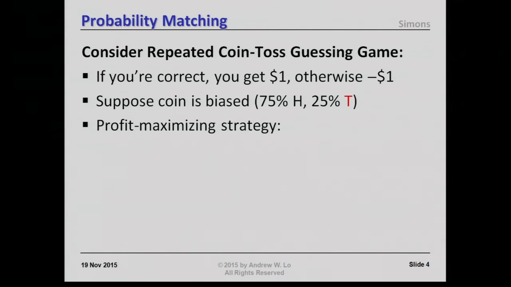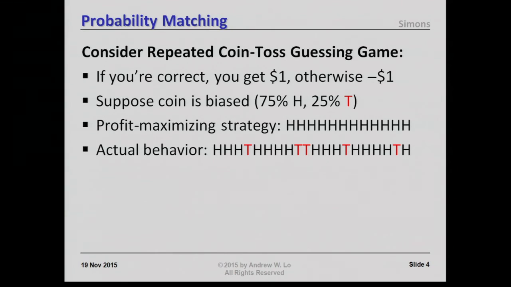So question, what is the rational economic strategy that you would undertake once you observe this empirical fact? What should you guess? Heads, all the time. Of course, that will maximize your expected winnings. When you actually try this out on subjects, it turns out that people don't do this. They don't do heads all the time. What they do is this. They actually randomize. And oddly enough, the frequency with which they pick tails actually matches the 75-25 split. They will pick heads 75% of the time and pick tails 25% of the time.